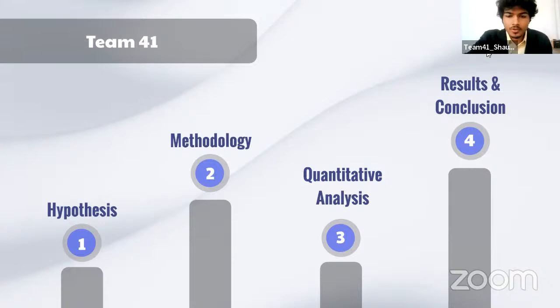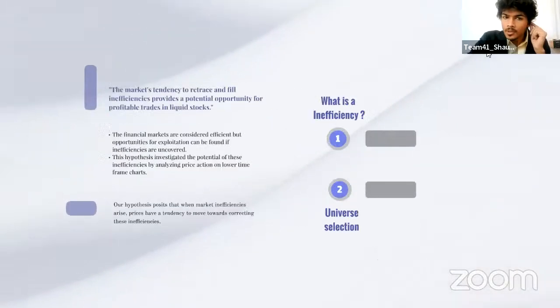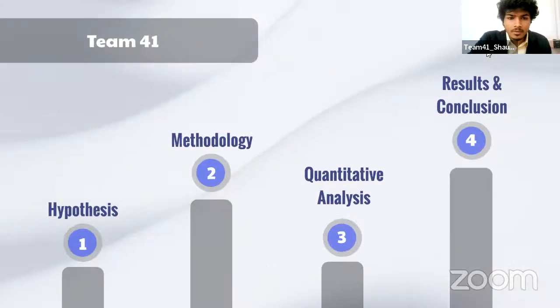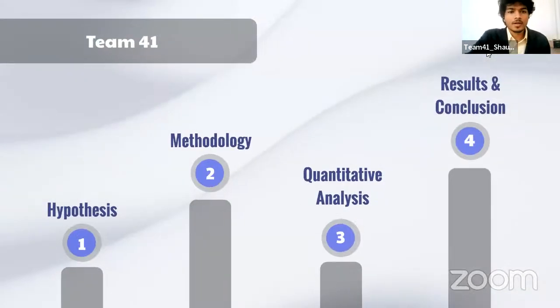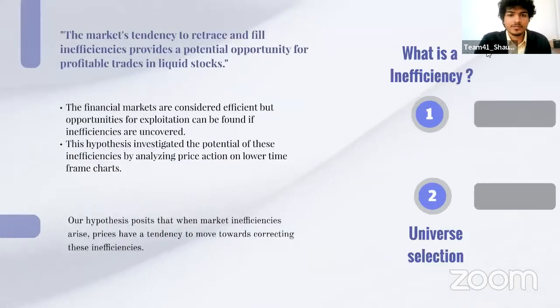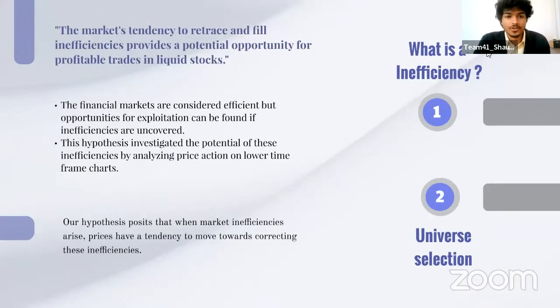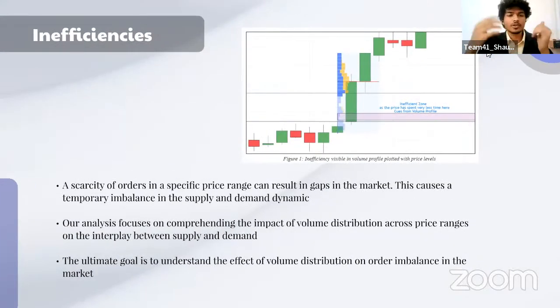Okay. Good afternoon. We are Team 41, and I am Sean. I will start by explaining our hypothesis. Our hypothesis states that the market's tendency to retrace and fill inefficiencies provides a potential opportunity for profitable trades in liquid stocks. Our hypothesis posits that when market inefficiencies arise, prices have a tendency to move towards correcting these inefficiencies. So markets can be inefficient for a short period, but will eventually tend back to an efficient period. So what is an inefficiency?